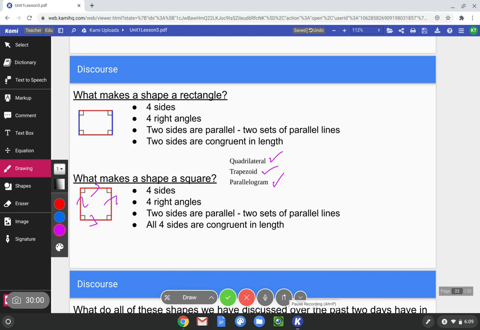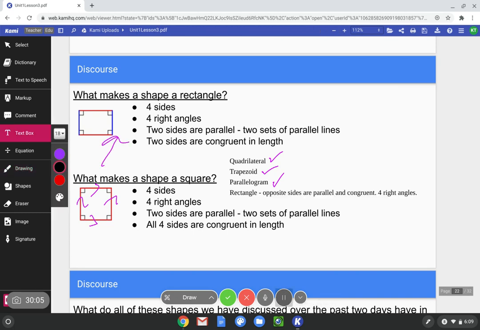So what would that make it? We just said that up here, that it would be a rectangle. That's right. This shape will also be classified as a rectangle because the opposite sides are parallel and congruent. So opposite sides go in the same direction and they have the same length, plus the 4 right angles.